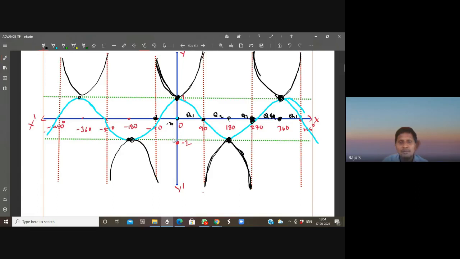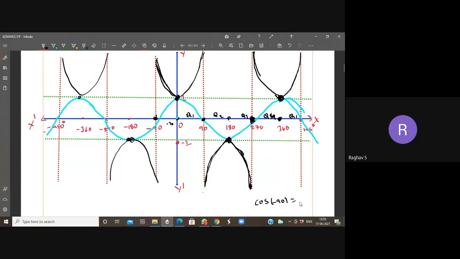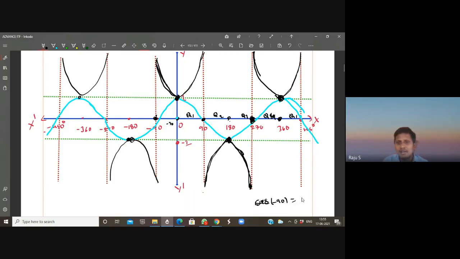-30, -45, -60. What is cos -90? Simply, sec(-theta) equals sec theta. Secant -90 is secant 90, so whatever the secant 90 tends to, plus or minus infinity. Okay, because it is even.